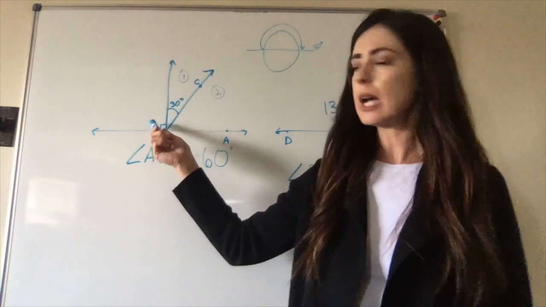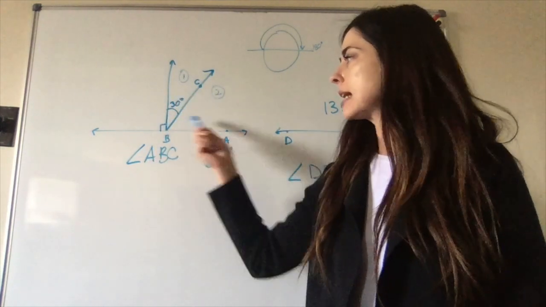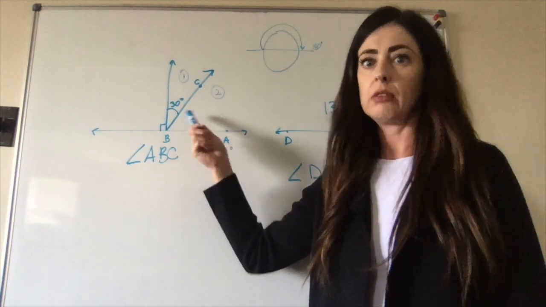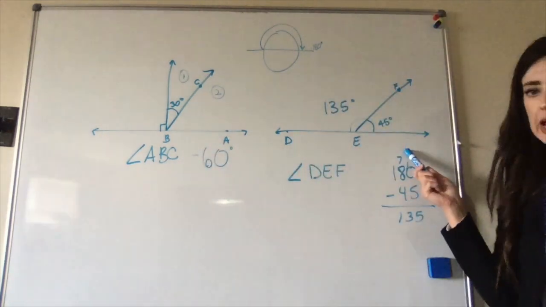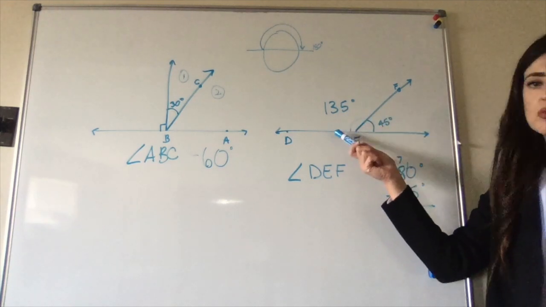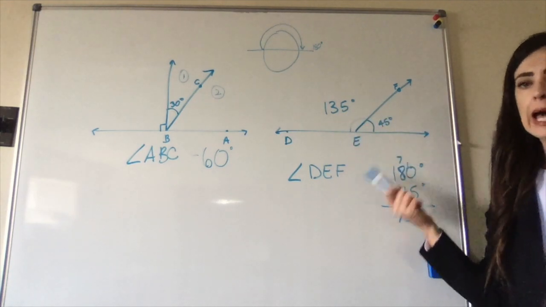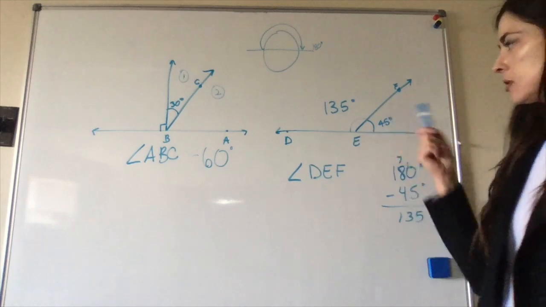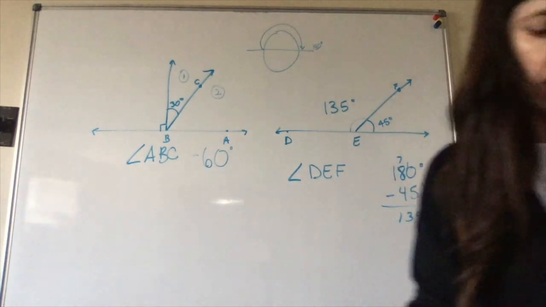Okay, I know this is 90. I know that means that this side together is 90. If this is 30, this is 60. I know this is 180. If this is 45, this angle has to give me a number that then will add up to 180. So find the difference between 45 and 180, and there you go.